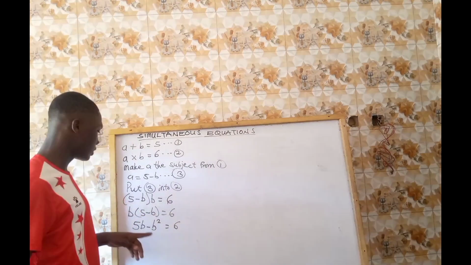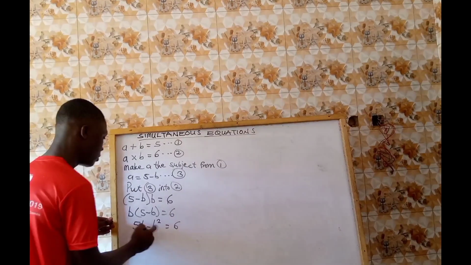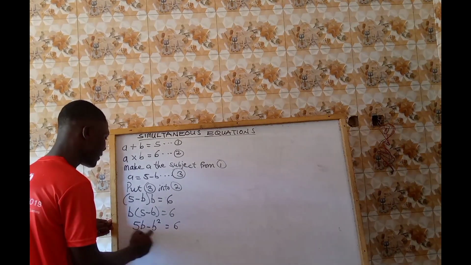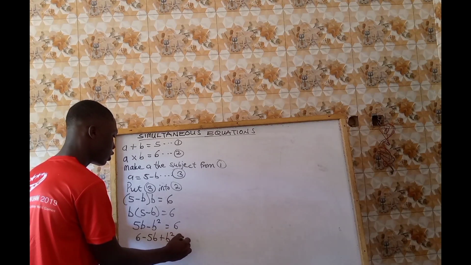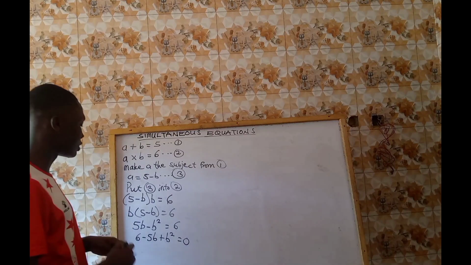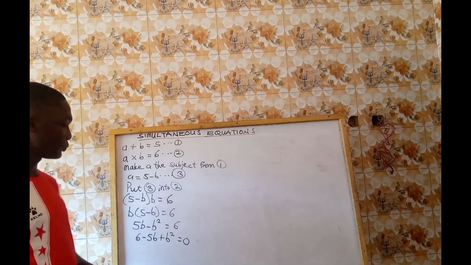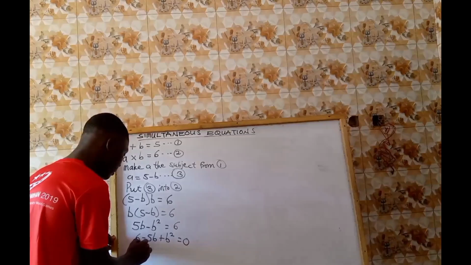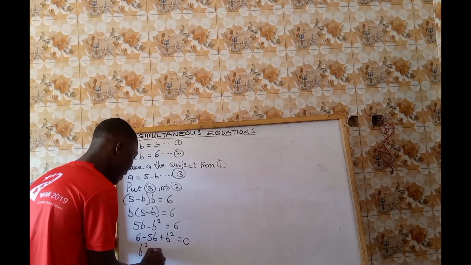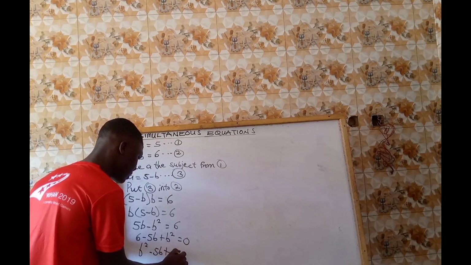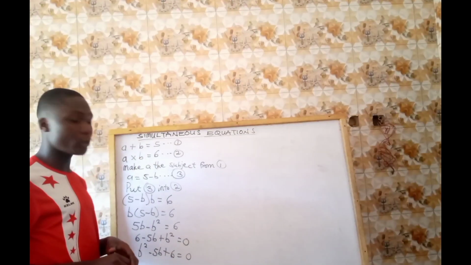So now let's transpose 5B minus B squared to the right hand side of the equation. So now you get 6 minus 5B plus B squared is equal to 0, because now you have transposed these two terms to the right hand side. So now here it becomes 0. Let's rearrange this to be B squared minus 5B plus 6 is equal to 0. Now we have a quadratic equation.